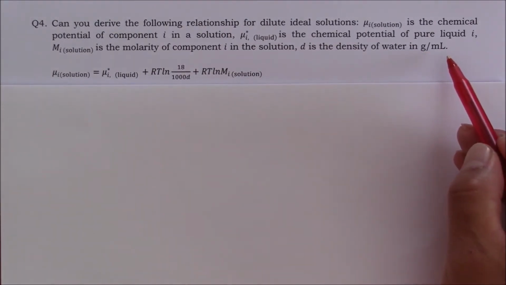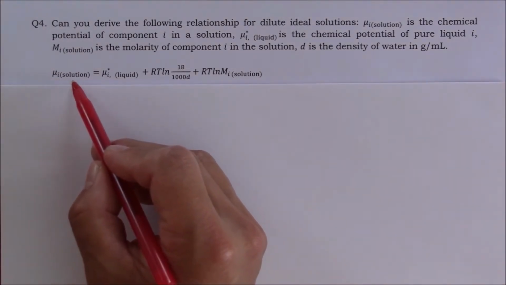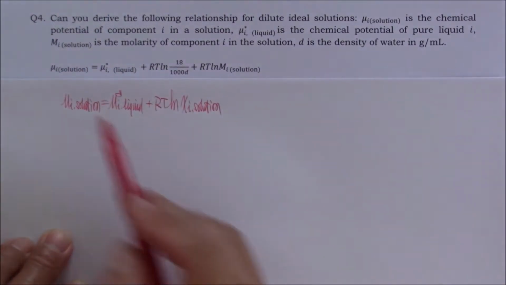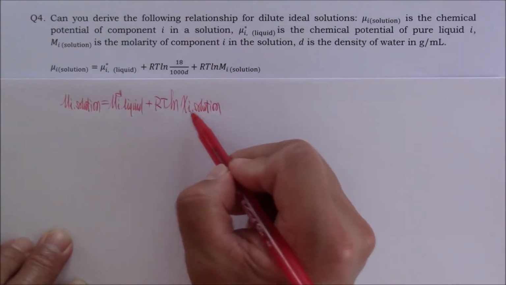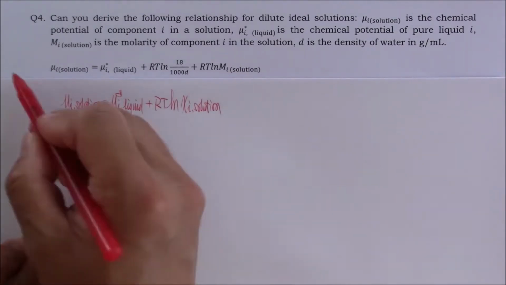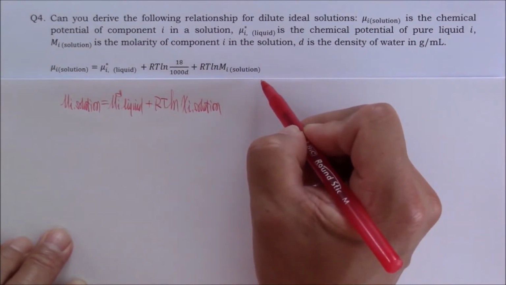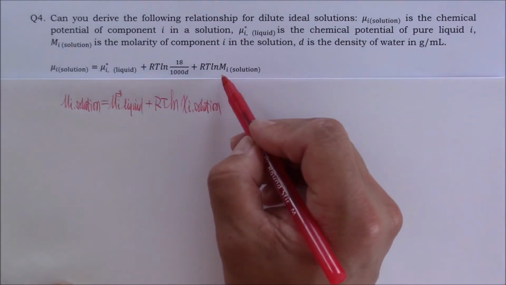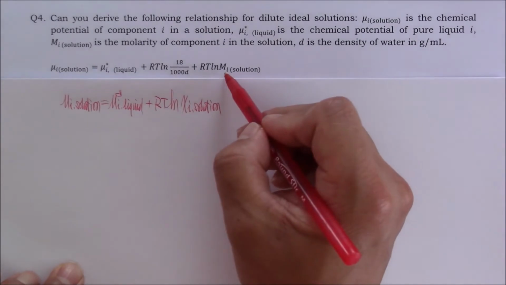Let's start from the equation to calculate the chemical potential of component I in the solution for ideal solutions. When we compare these two equations, this equation contains the mole fraction of component I in the solution. This equation contains molarity of component I in the solution. My guess is that if we can convert the mole fraction to molarity, then we may be able to get what we are looking for. Let's try it. Let's put down the definitions of mole fraction and molarity first.